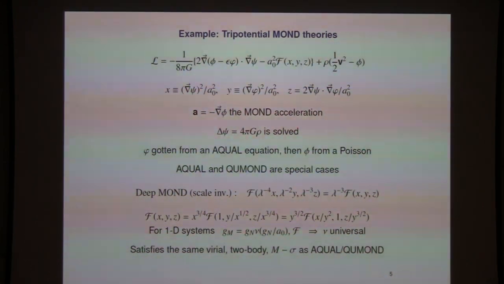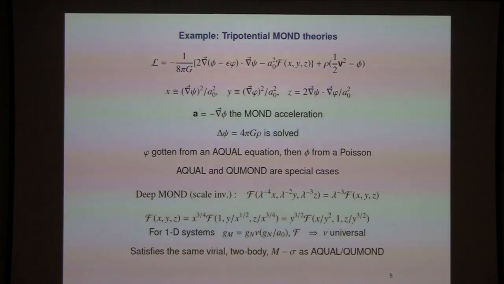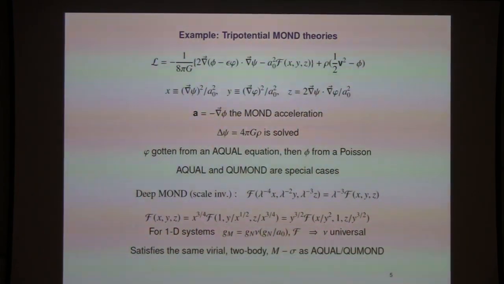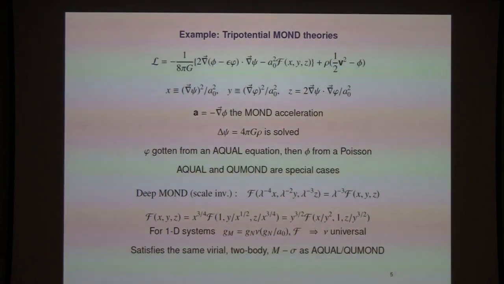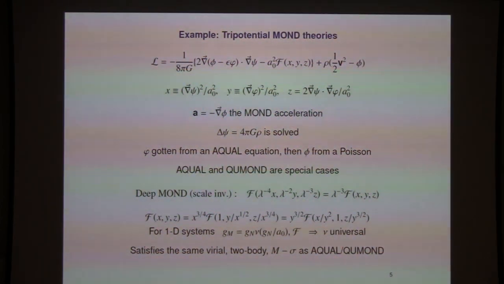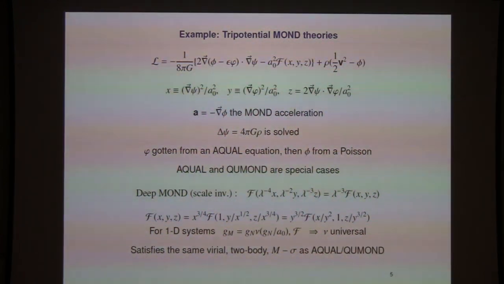But here, even if you go to the deep MOND regime, scale invariance cannot be expressed as simply saying that A is square root of A0 times A Newtonian. There is a more complicated dependence, and it's very interesting. Maybe I should say much more about this. It's on the archive already.